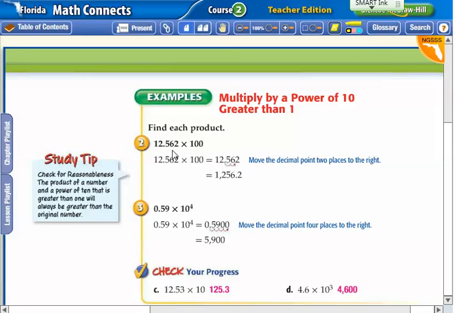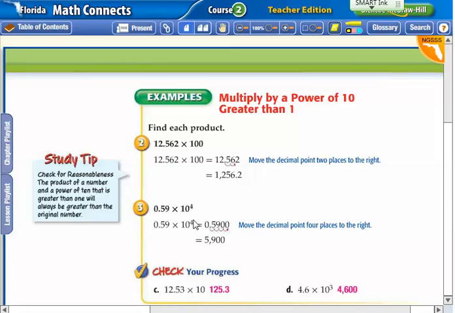When you're multiplying with a power of 10, like 10, 100, 1,000, 10,000, just count the number of zeros, and move the decimal point, wherever it may be, 2 places to the right. And you'll notice here that's what they did. You get 12.562 times 100 now becomes 1,256.2, or 1,256 and 2/10.